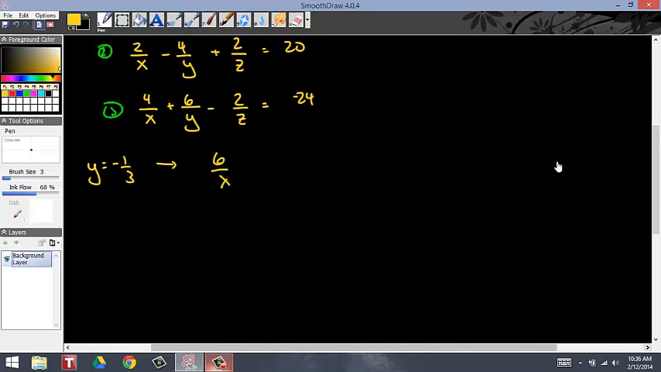6 over x plus 2 over negative 1/3 equals negative 4. And so I'm going to simplify this. 2 times negative 3 over 1.